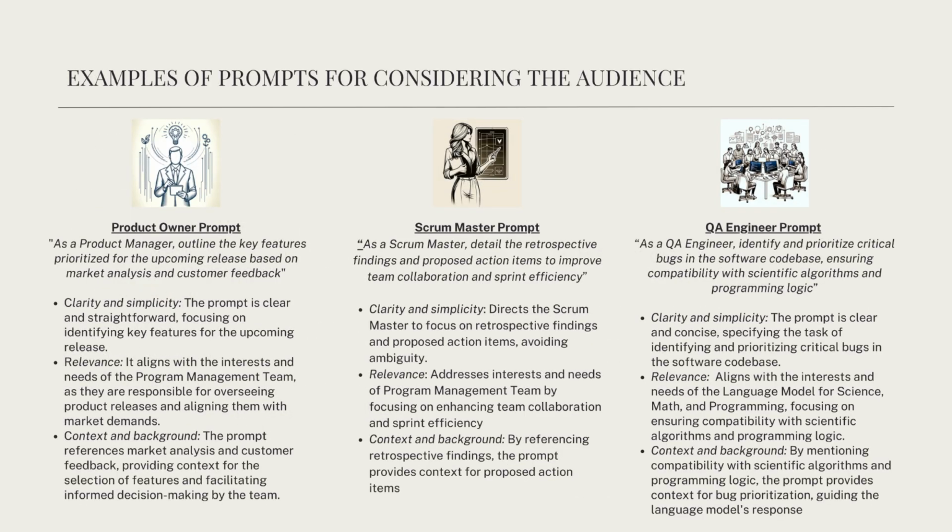Here's a great example of tailoring for a specific machine audience, like an AI fine-tuned for science and programming. The prompt for a QA engineer is, as a QA engineer, identify and prioritize critical bugs in the software codebase, ensuring compatibility with scientific algorithms and programming logic.